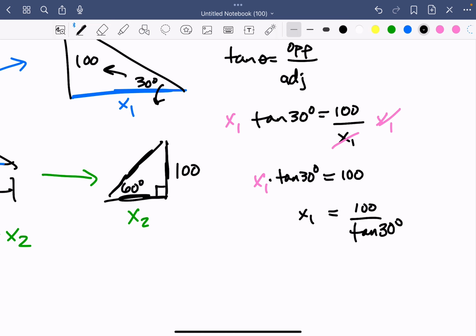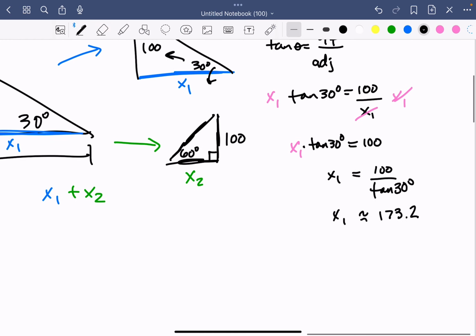Let me get mine out, which of course I don't have easily accessible. So I'll just go into Google and I'll say 100 divided by the tangent of 30 degrees. And you have to be careful and tell it degrees, right? To make sure it's not in radians. I would say 30 degrees is approximately, so x1 is approximately 173.2.